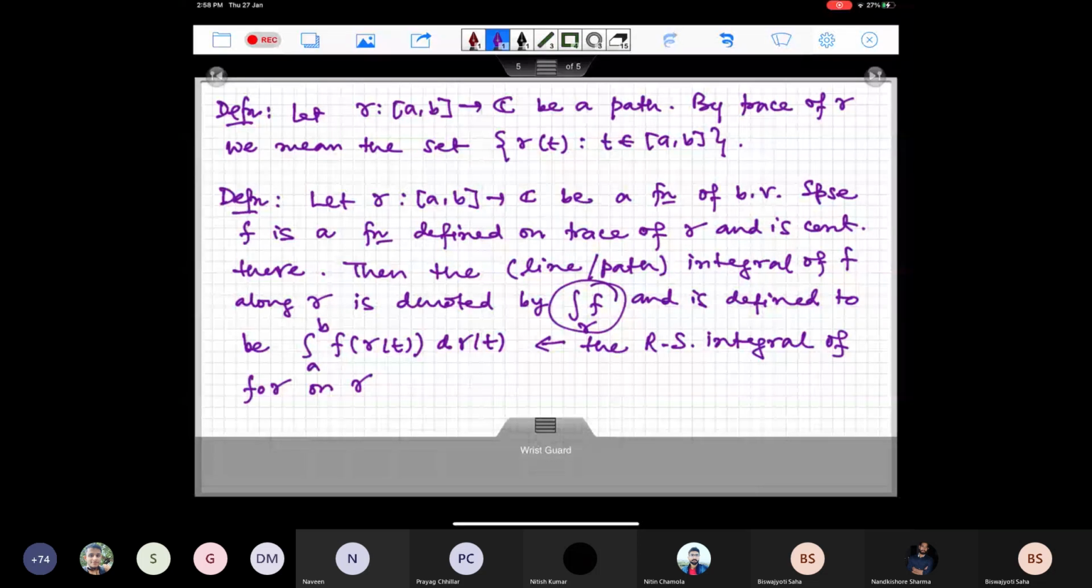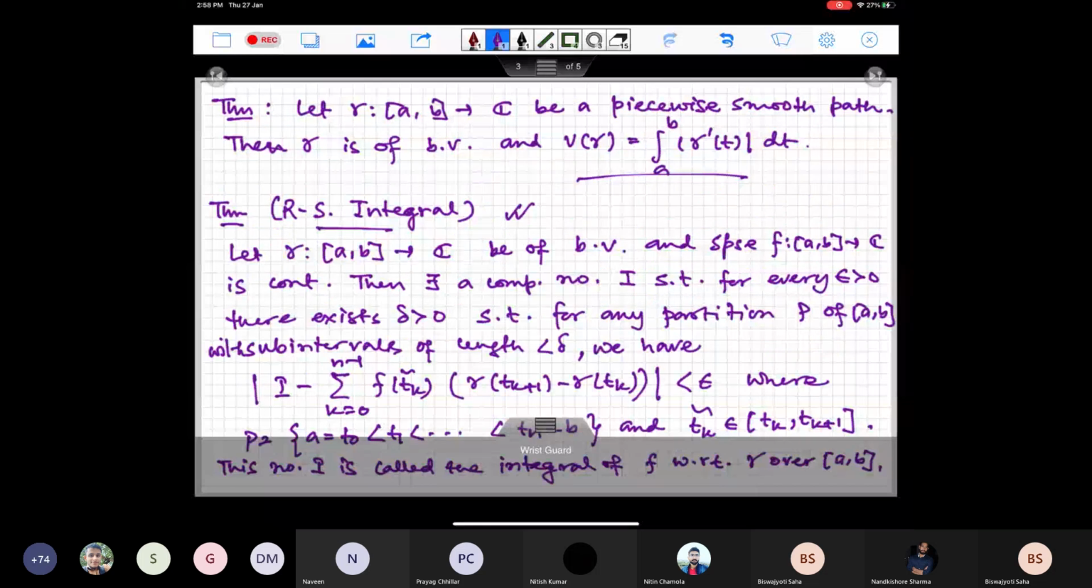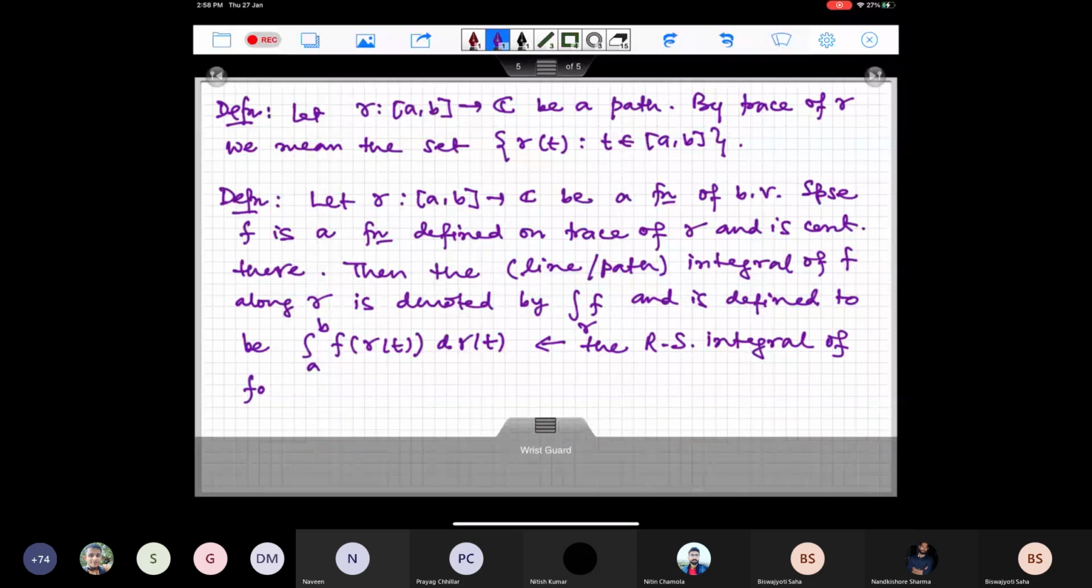So whatever I have defined over here, with respect to gamma, since I was writing with respect to, let me do that. Composed gamma with respect to gamma. So this is the definition of the line integral. Is this clear, the definition?